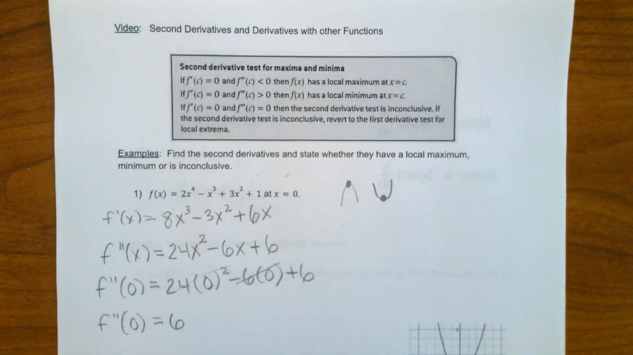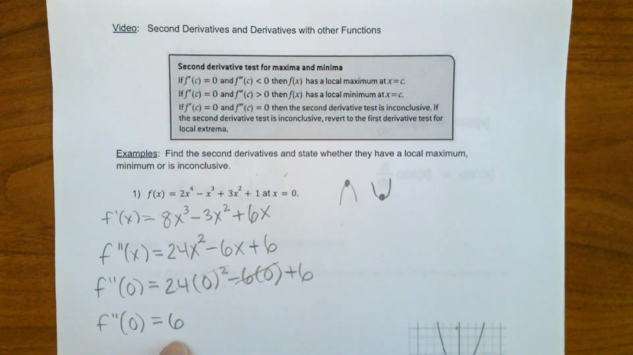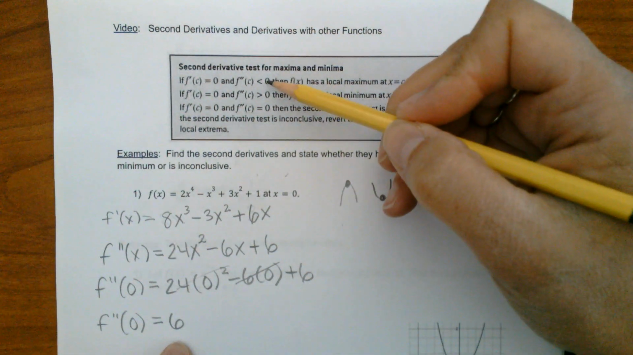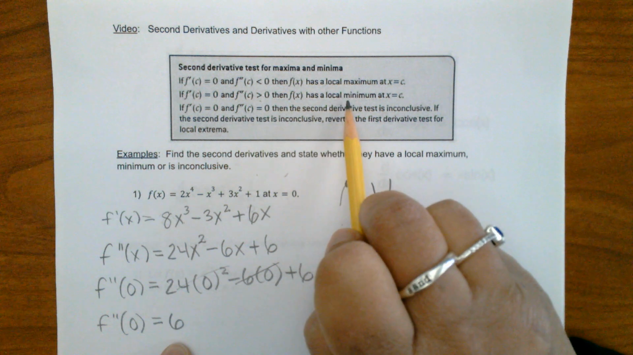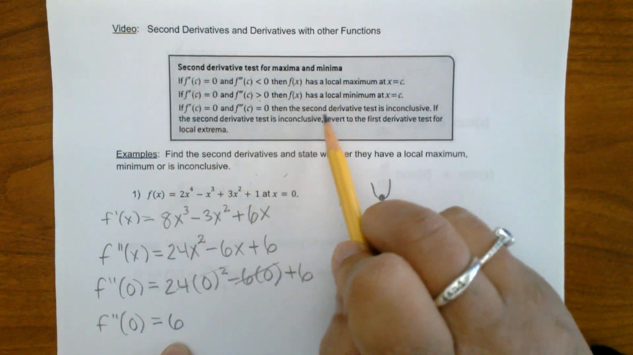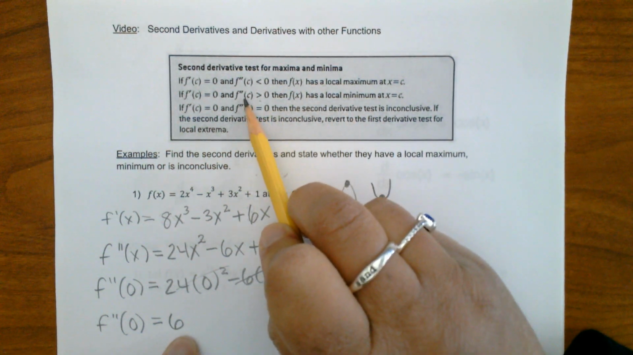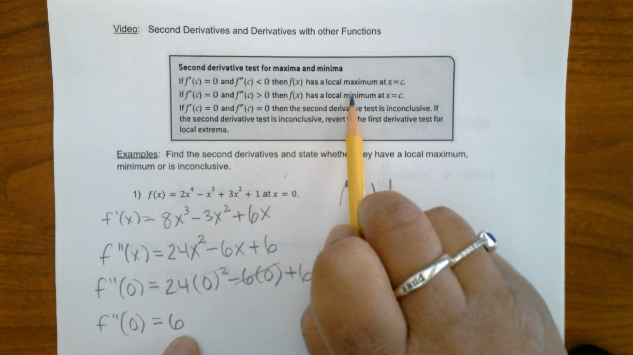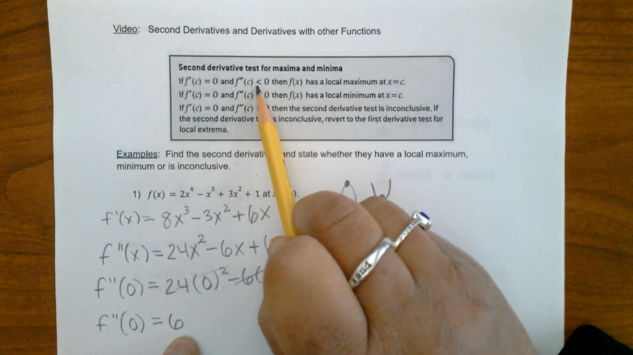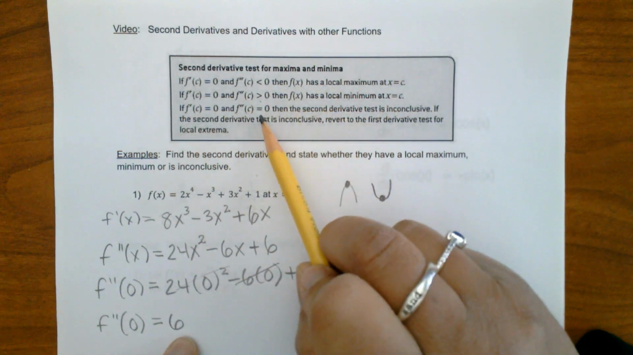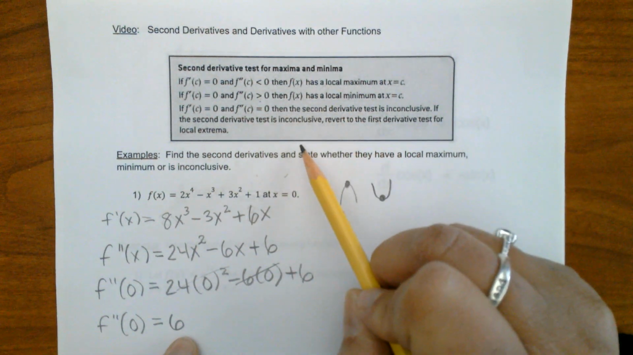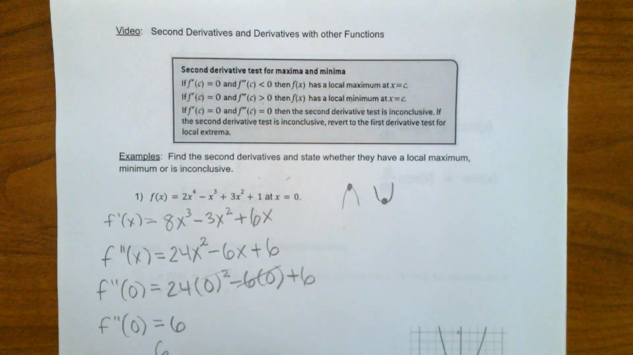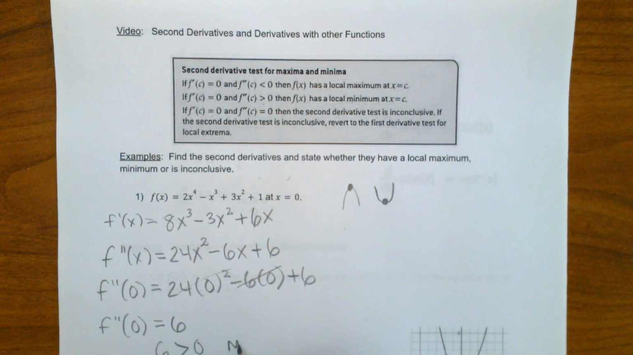Okay, so what does this tell us? This tells us, if this number is greater than 0, then it is going to have a minimum. So that's what this is saying. If our answer is greater than 0, then it has a minimum. If it was less than 0, it would have a maximum. And if it was equal to 0, then we couldn't tell, it's inconclusive. So since 6 is greater than 0, it has a minimum.